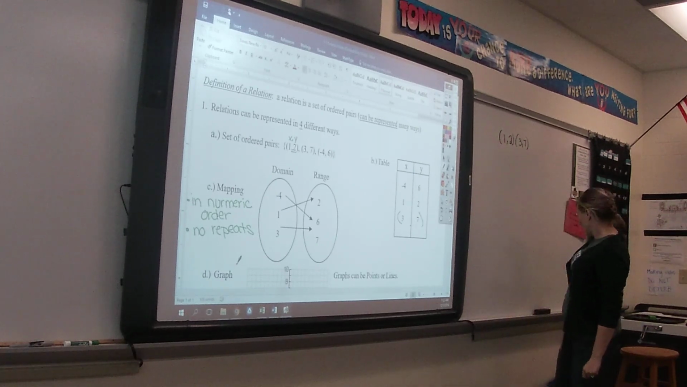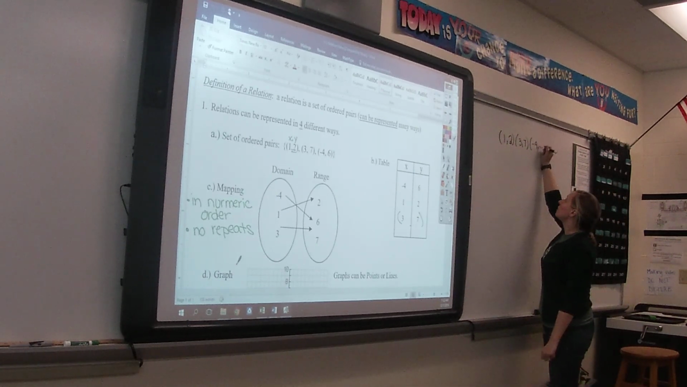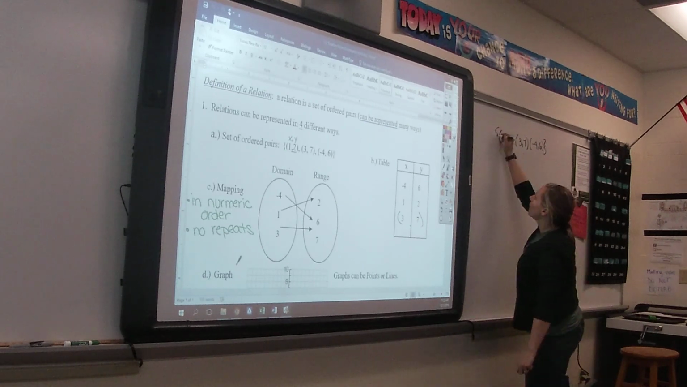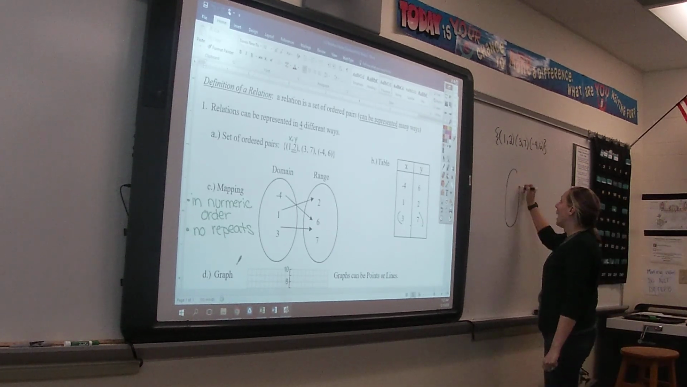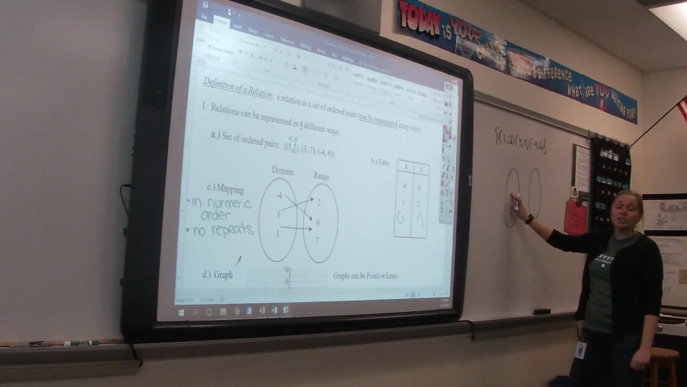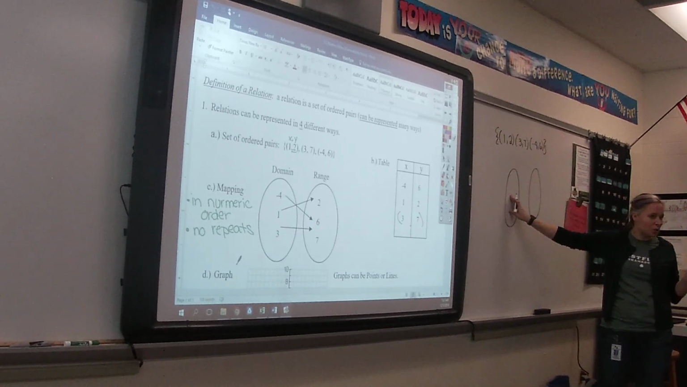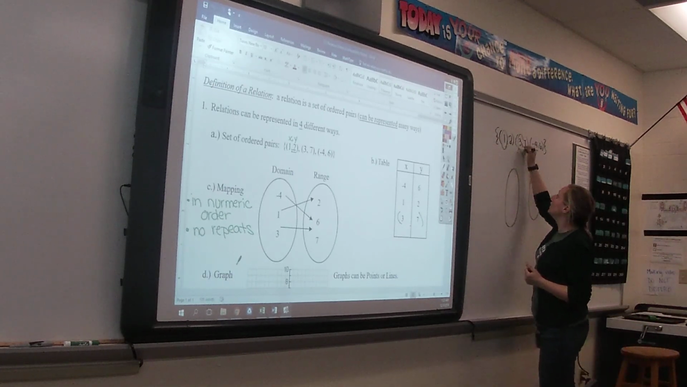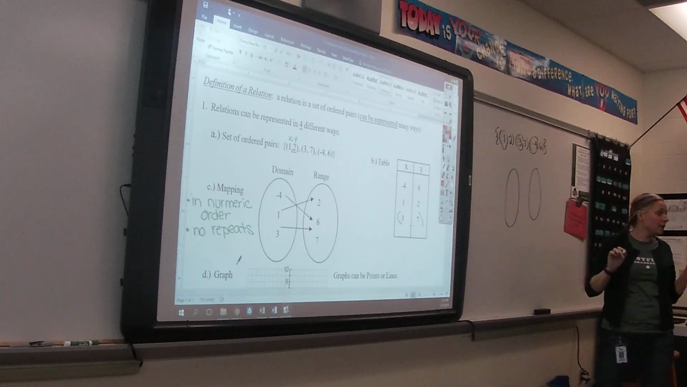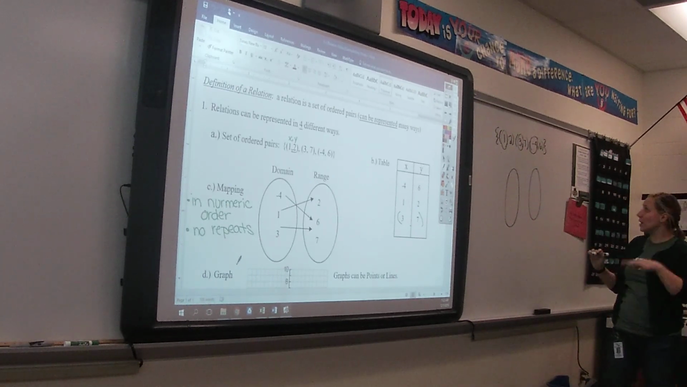1, 2, 3, 7. Let's turn this into a mapping. This first oval is going to be all of our x values. So where are x values in ordered pairs? The first one, right? So I'm taking all of these and putting them in numeric order, numerical from least to greatest.